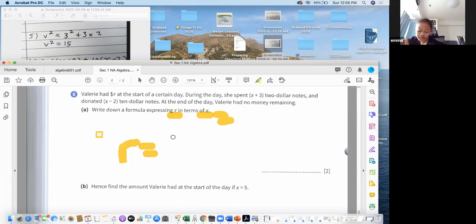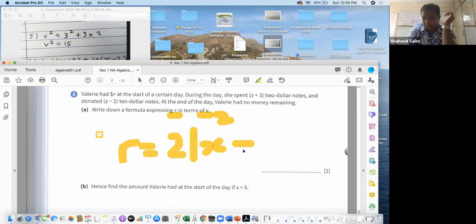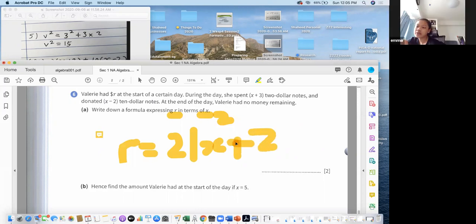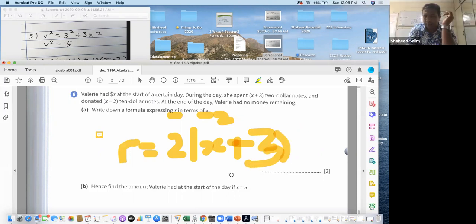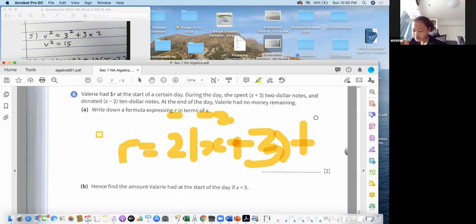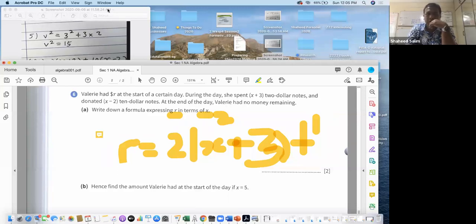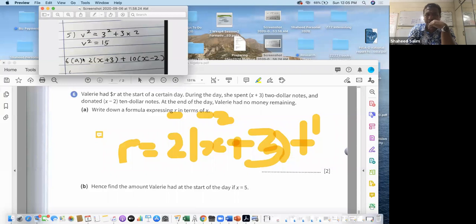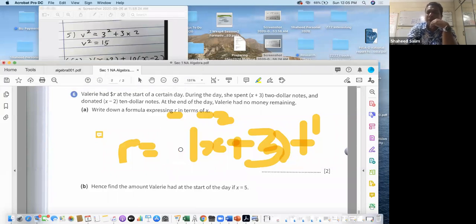Two bracket, x plus 2, like that, is it? 3. Okay, x plus 3, close bracket. That's it? Plus 10 bracket. Okay. So this one means you have put an R in front here, correct? Well done. But you must take them out from the bracket and then simplify.